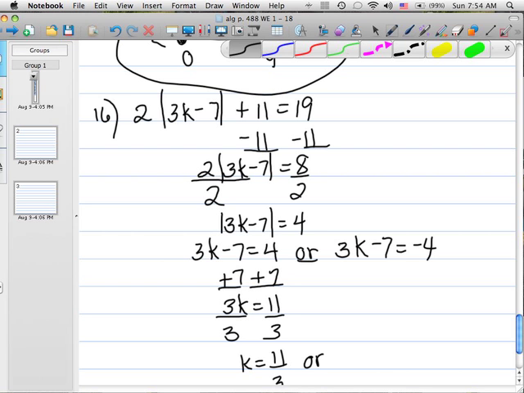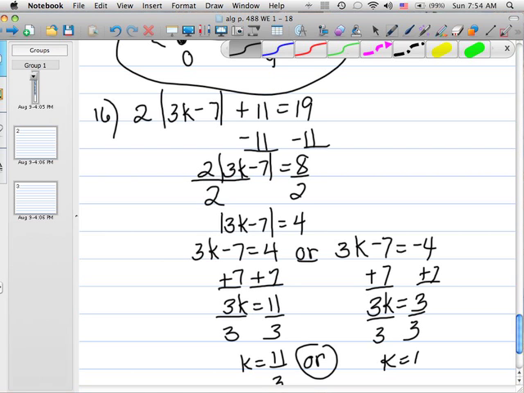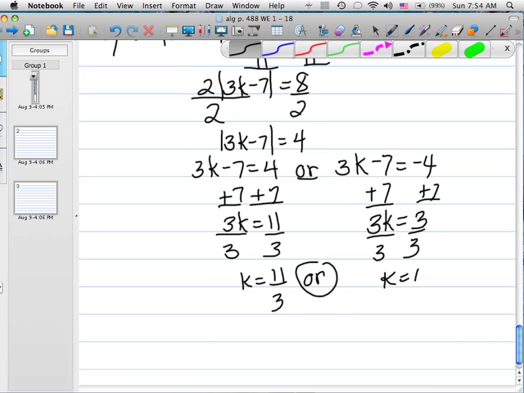Or, don't forget the or. Solving this one, add 7. We get 3k equals 3. Divide by 3, and k equals 1. So if I put 1 back in here, 3 minus 7 is negative 4. That still comes out positive 4. Times 2 is 8. Added to 11 makes 19.